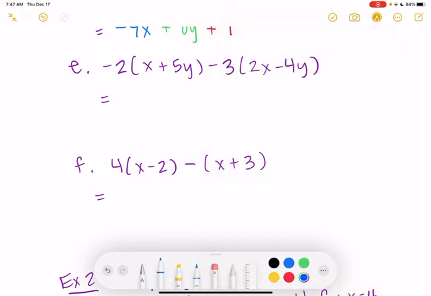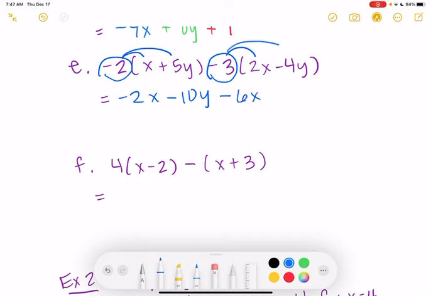Okay, so first, let's go ahead and distribute that entire -2, right? So we have a -2 times x is a -2x. A negative 2 times a positive 5y is a negative 10y. Grab that entire negative 3 and distribute it to the 2x. So now I have a minus 6x. And negative 3 times negative 4y is a positive 12y.